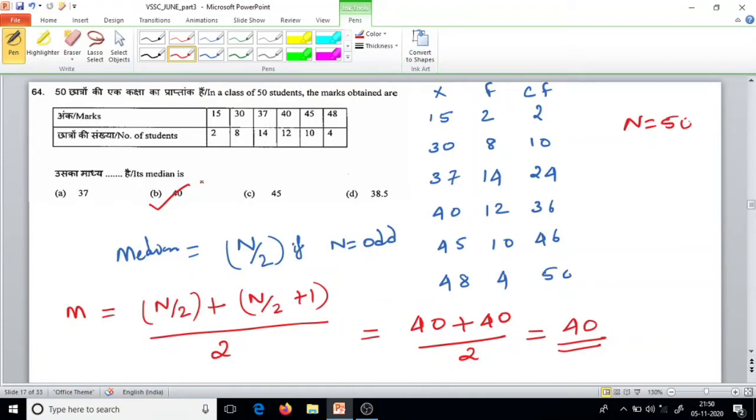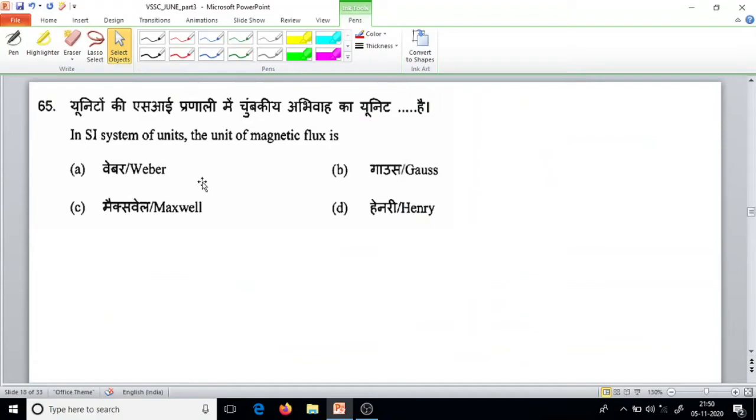Okay. Next is a simple question. In SI system of units, the unit of magnetic flux.